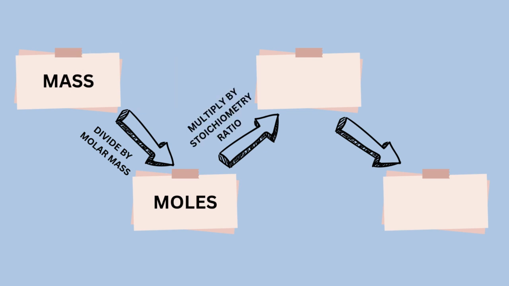Chemical stoichiometry. Stoichiometry tells us the relationship between reactants and products in a reaction. It all starts with mass. First, divide the mass by the molar mass to get moles. Then, use the stoichiometric ratio from the balanced equation to find how much of another substance is involved. Finally, multiply by molar mass to convert back to grams.